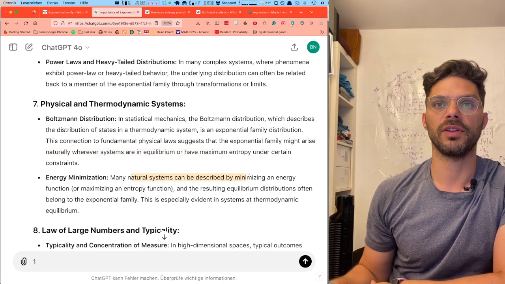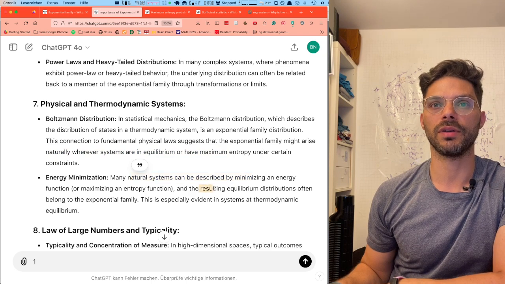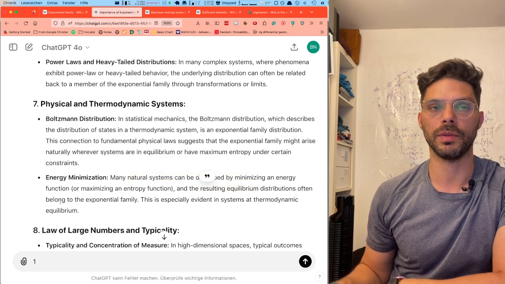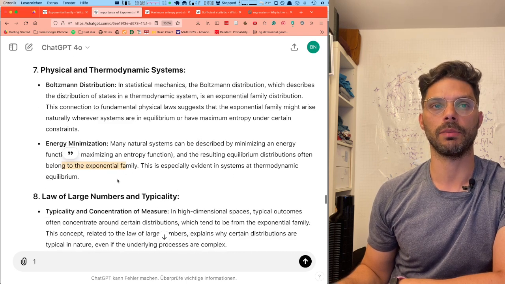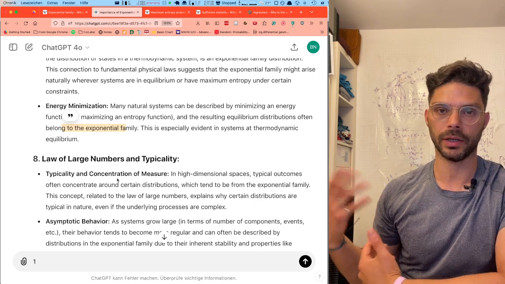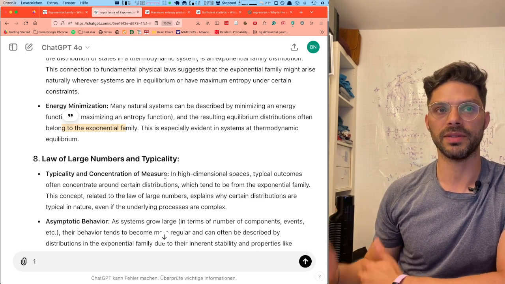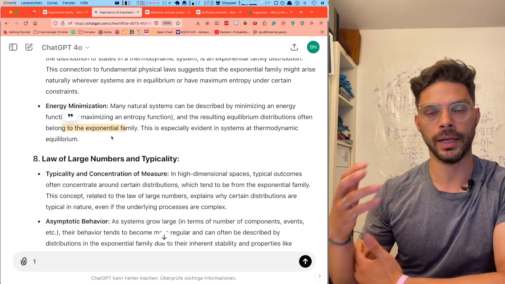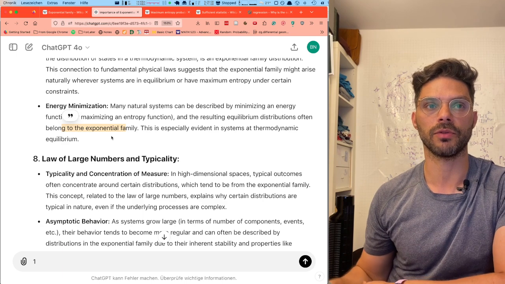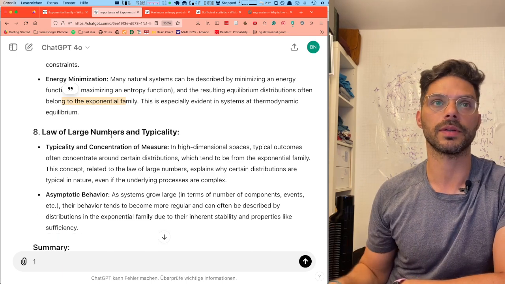Many natural systems can be described by minimizing an energy function, and the resulting equilibrium distribution often belongs to the exponential family. This is especially evident at thermodynamic equilibrium. Okay, now lots of really important things, including life, are not at equilibrium, but sometimes we can describe things with equilibrium thermodynamics, and then the exponential family becomes really important and describes those systems.